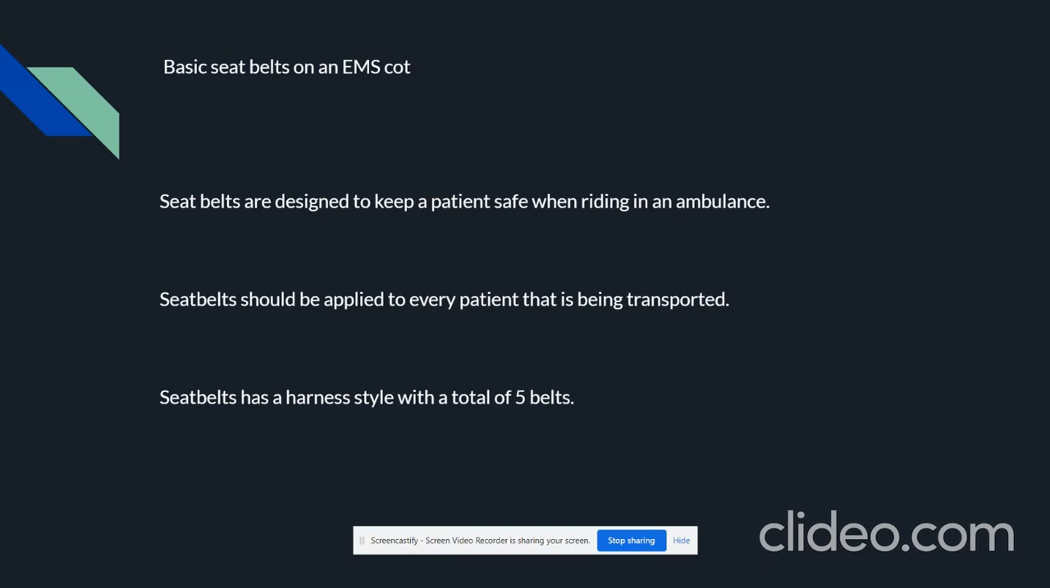Seatbelts should be applied to every patient that is being transported. So no matter what the complaint is, they should be belted in for their safety. And it shouldn't matter the age of the patient, from very little to very old, they all should be belted in. The seatbelts that we're going to discuss are a harness style with a total of 5 different belts on the cot.